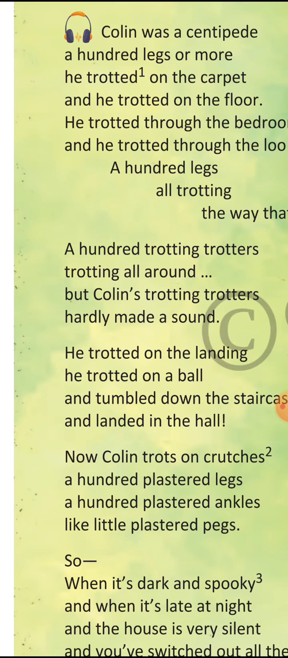So what does it mean? It means that when Colin moves, that is when the centipede moves, all the 100 legs move, but without sound. None of the legs make a sound. Are you following? The centipede has 100 legs. With the 100 legs, it is walking fast with quick steps. But Colin's trotting trotters hardly made a sound. Colin's, that is the centipede's legs, they hardly make a sound. So as and when the centipede moves, who moves along with the centipede?